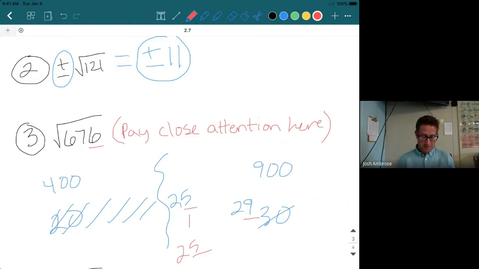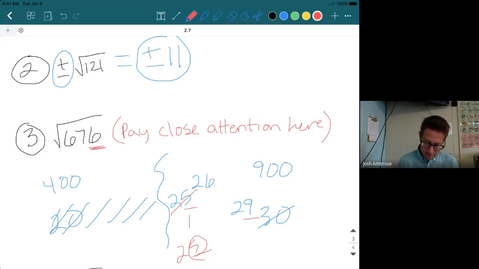5 is not 6, so it's not 25. So now we are looking at a possible 26. Okay, so let's ask ourselves that. What is 6 times 6?